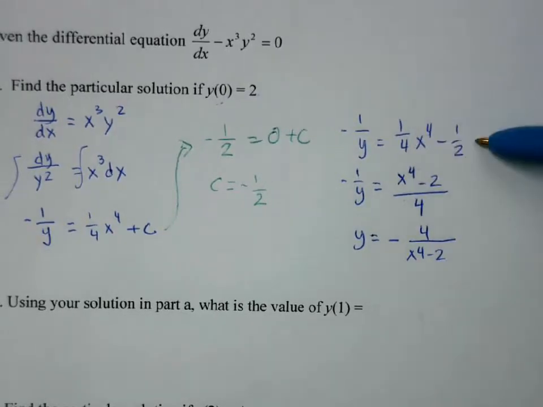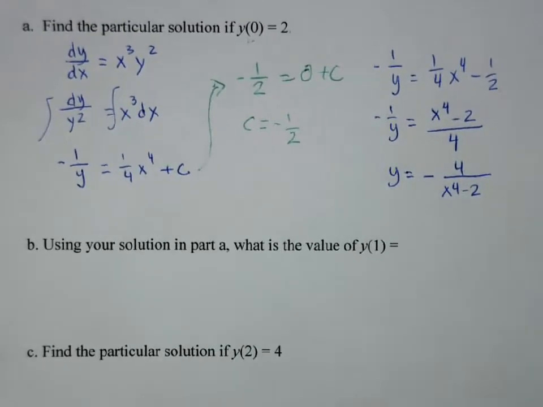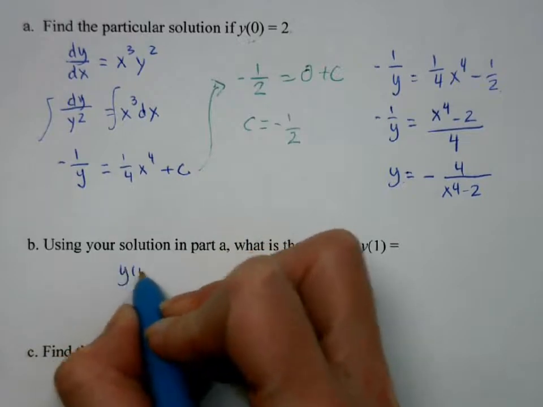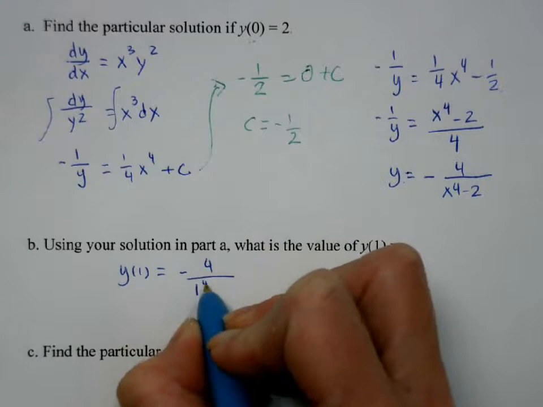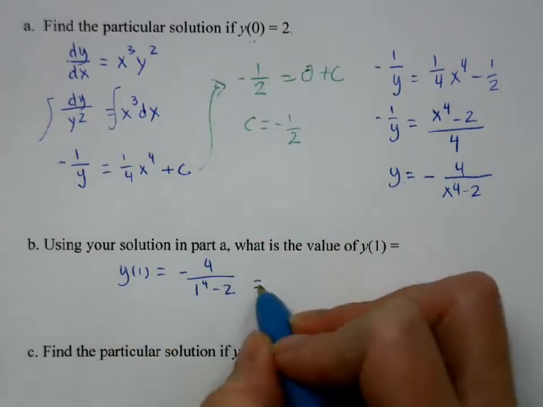Okay, in part B, using your solution from part A, what is the value of y of 1? So I'm going to plug 1 into my newfound equation. So we're going to have negative 4 over negative 1, which is going to be a positive 4.